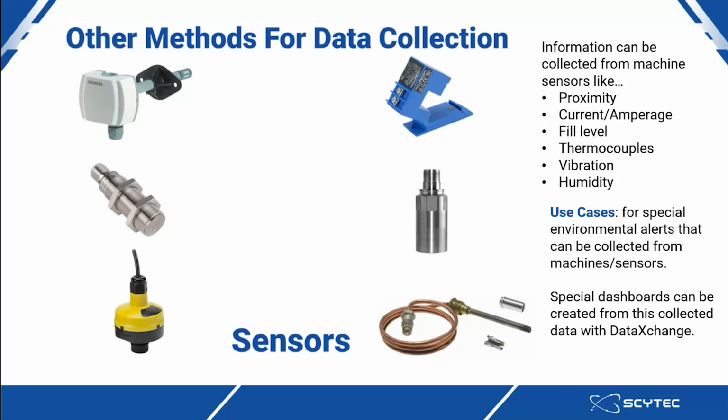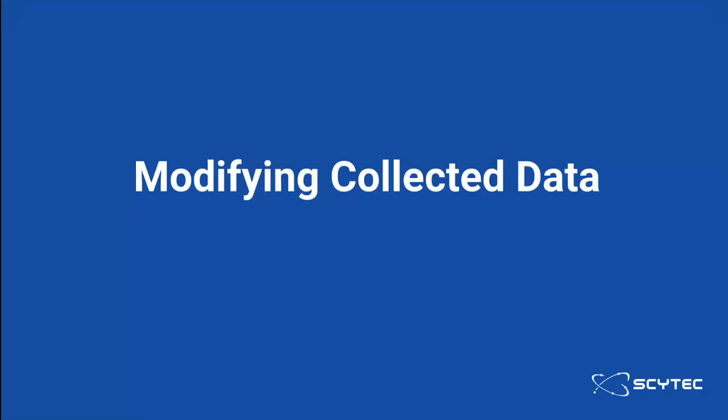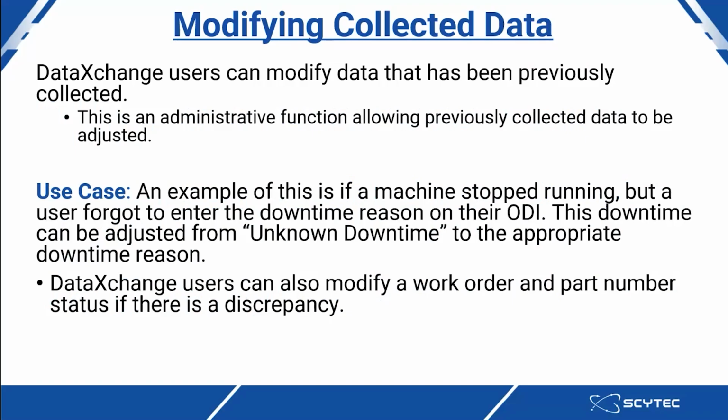Next up, I'm going to be discussing modifying the collected data inside of DataXchange. And this is another common question that we get asked: what happens if something that gets collected is wrong? DataXchange users can modify data that has been previously collected. This is an administrative function allowing previously collected data to be adjusted. And a good use case of this is, let's say a machine has stopped running, but a user forgot to enter the correct downtime reason in their ODI.